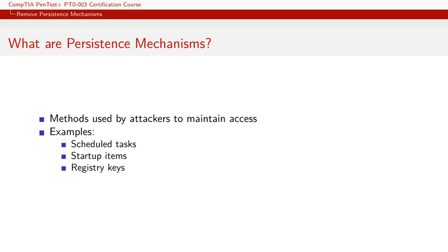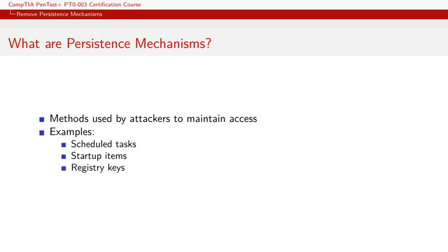Persistence mechanisms are methods attackers use to maintain access to a compromised system over an extended period. These mechanisms ensure that the attacker can regain access even after reboots or other system changes. Some common examples of persistence mechanisms include scheduled tasks. Attackers can create scheduled tasks to run malicious code at specific times or intervals, ensuring their activities are regularly executed.